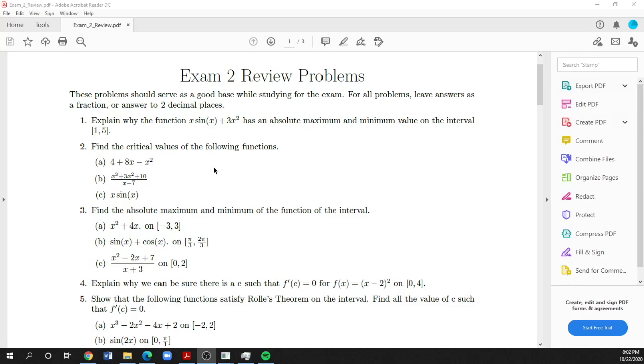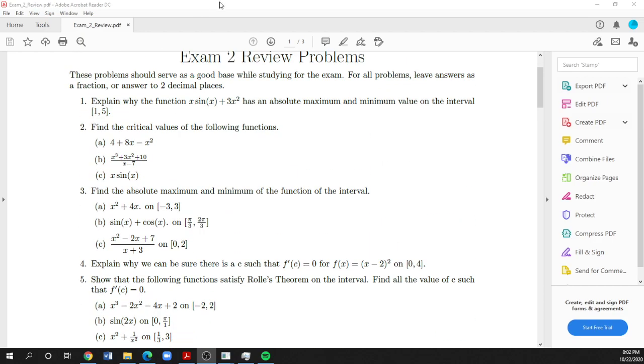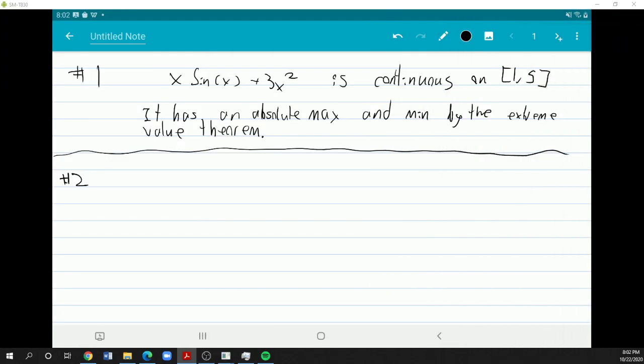Okay, so now let's go ahead and move on to exam 2, number 2, review. So we want to find critical values for these three functions. What we need to do then is figure out, one, the derivatives of these functions, and two, where they're equal to 0 or where they're undefined.